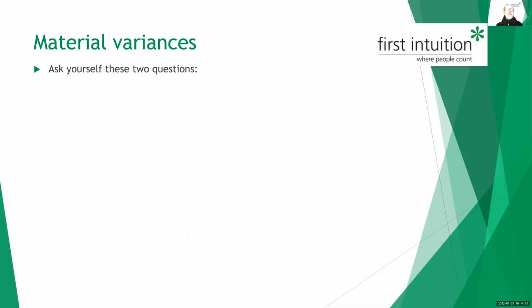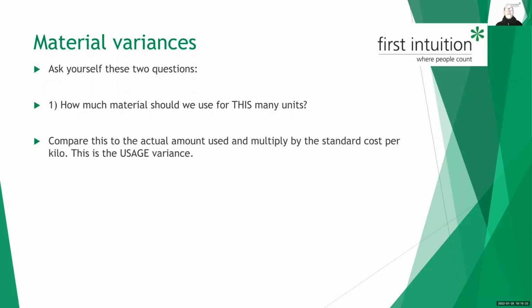So we ask two questions. This is for material variances. The first question says, how much material should we use for this many units? And if this many units is half as many again as the budget, then it's half as much again as the budget. But how much in quantity, we're saying here, not how much should it cost. How much material in kilos or litres should we use for this many units, question one. And we compare that with the actual amount used.